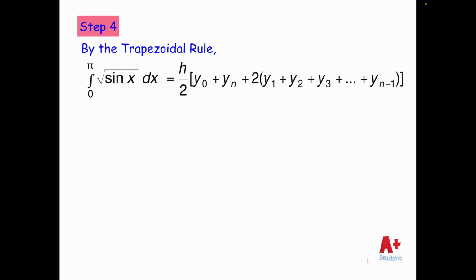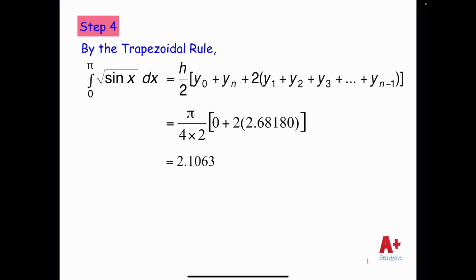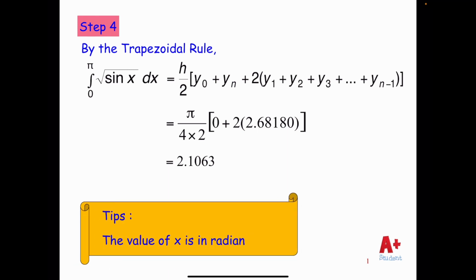Okay, now, apply this value into the trapezoidal rule, which is integration of sin x dx from 0 to pi equals to h over 2 multiplied by total first and last, plus 2 multiplied by total remaining. So, h over 2, where h is pi over 4, and then multiply by 1 over 2. Okay, then multiply by total first and last is 0, plus 2 multiplied by total remaining is 2.68180, and then calculate, it will give you 2.1063, okay, which is correct to 4 decimal places. So make sure the value of x is in radian.